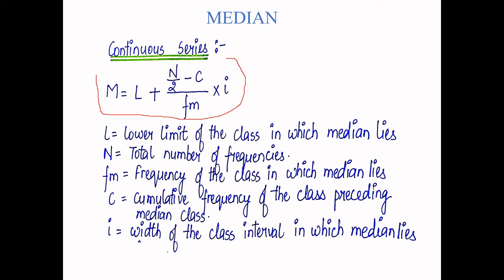Here, L is the lower limit of the class in which the median lies. N is the sum of frequency. Fm is the frequency of the class in which the median lies. C is the cumulative frequency of the class preceding the median class. I is the size of the class interval in which the median lies.